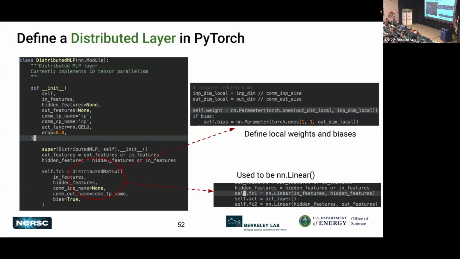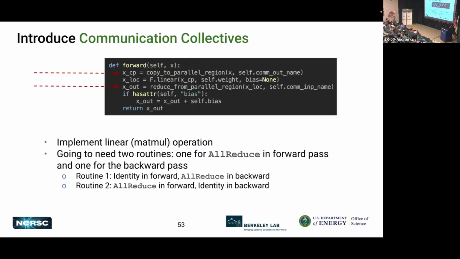And then your forward function, and this is the full implementation, is going to do a local matrix multiply. You're just going to call PyTorch's linear, which is going to do the matrix multiply for you. But you can take care of the communications on your own from the PyTorch side itself. So here, we're going to need 2 routines for that. One that does all reduce in the forward pass and one that does it in the backward pass.